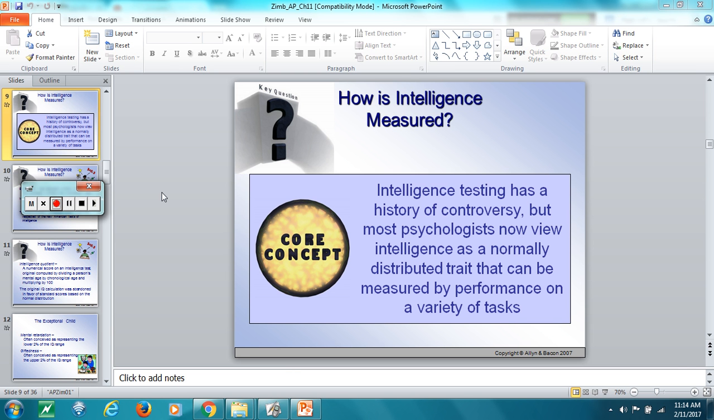AP students, this is Mrs. Politsky, and we're going to do notes for Chapter 11, talking about how intelligence is measured.